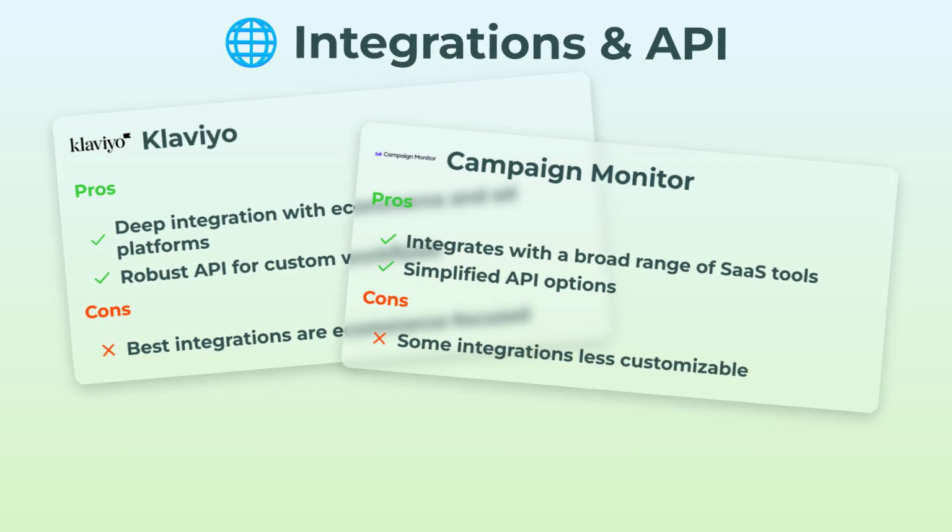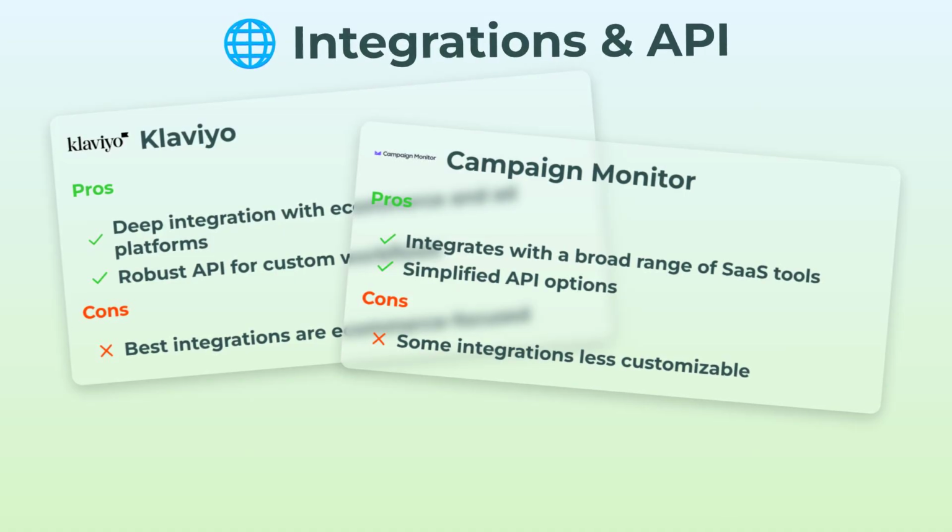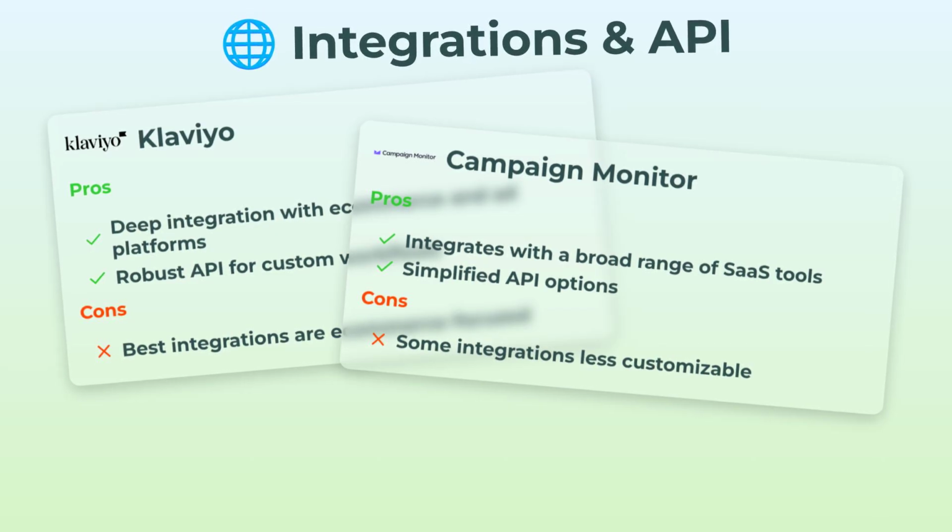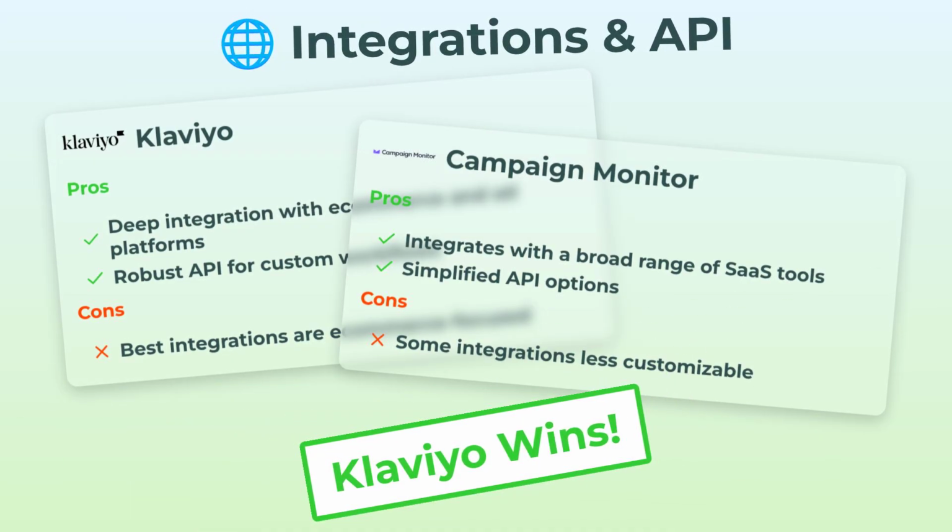Campaign Monitor also integrates with loads of SaaS tools and gives you a simple API if you just want things to work smoothly without custom coding. Not as many bells and whistles, but broad enough for most needs. For maximum power in e-commerce integration, Klaviyo's got this.